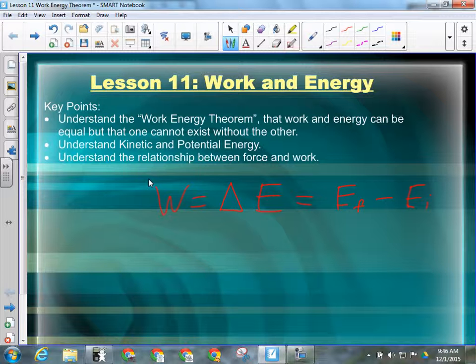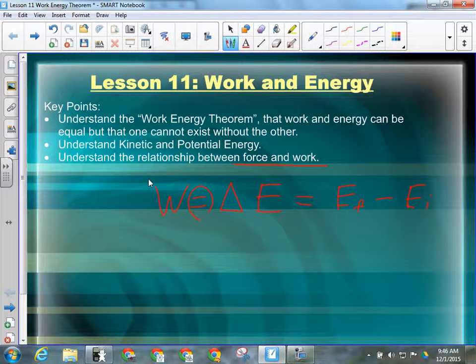If I just pick it up and lift it straight to here, I've changed its potential energy. If I throw it, which I'm not going to do, then I would change its kinetic energy, because I would increase or change its speed. Remember, kinetic energy is dependent on speed, and potential energy is dependent on how high above the ground you are if we're dealing with gravitational potential energy, which we are. So, the work-energy theorem: work and energy can be equal, but one cannot exist without the other. If work's a change in energy, then mathematically they're equal. Understand both kinetic and potential, that's what we just reviewed, and understand the relationship between force and work.